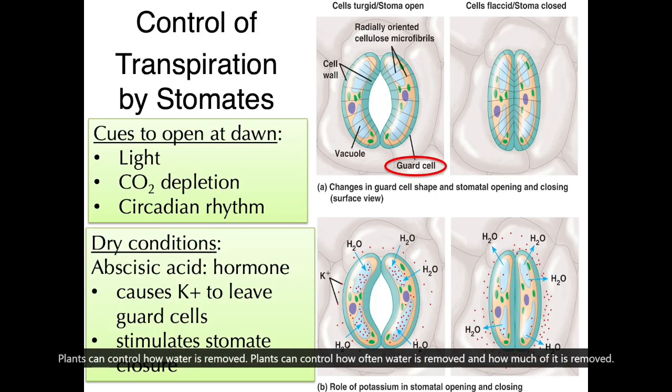Plants can control how water is removed. Plants can control how often water is removed and how much of it is removed. They do this by opening and closing openings called stomates. So transpiration is controlled by stomates.